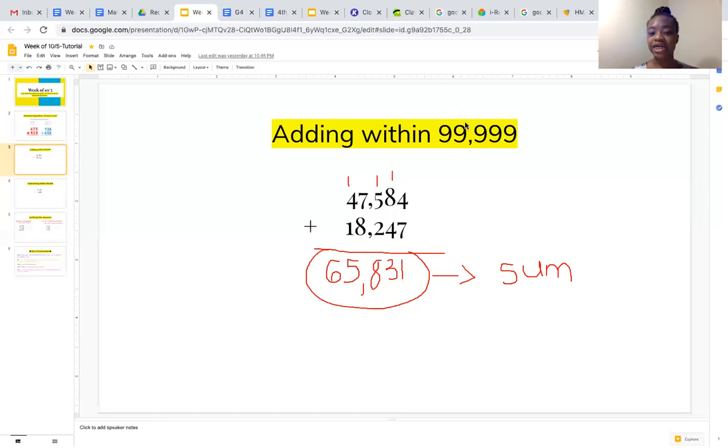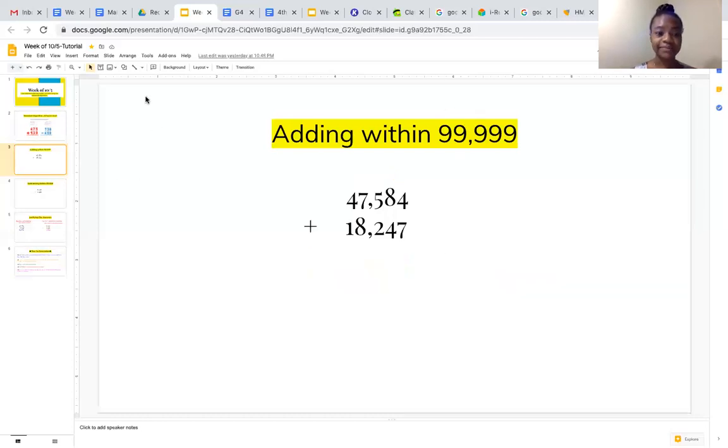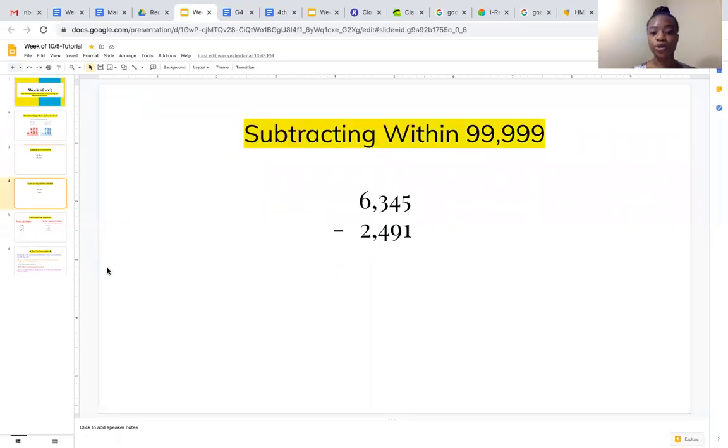Now let us look at another example. This time we're going to look at a problem where we're subtracting. So our number here is 6,345 minus 2,491. Or we can say we're taking away 2,491 from the larger number, from 6,345. As we did before, we're going to start with the ones place. So 5 minus 1 is 4. So here's 4 in the ones place.